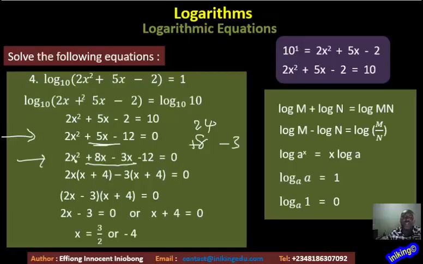And then you can factorize. 2x is common. We have it there. Factorize x plus 4 out. Here 3 is common. We bring 3 out and we have x plus 4. And that leads us down there. And then simplifying further, we obtain x as what? 3 over 2 or minus 4.